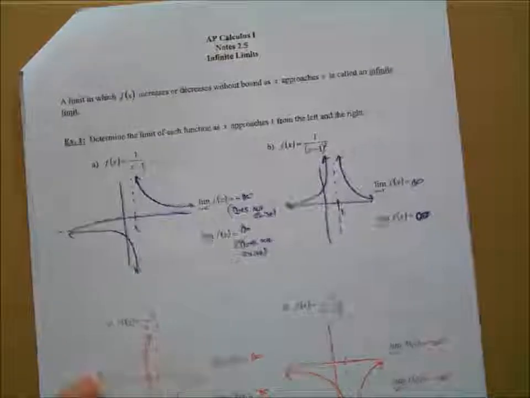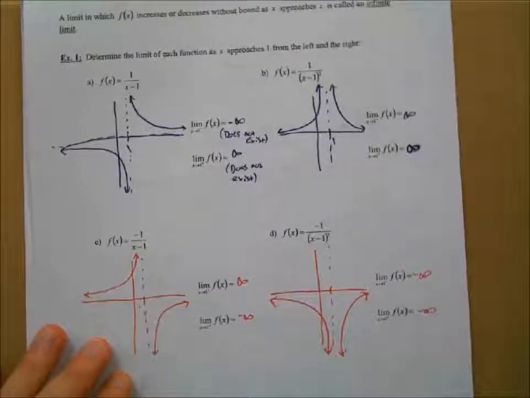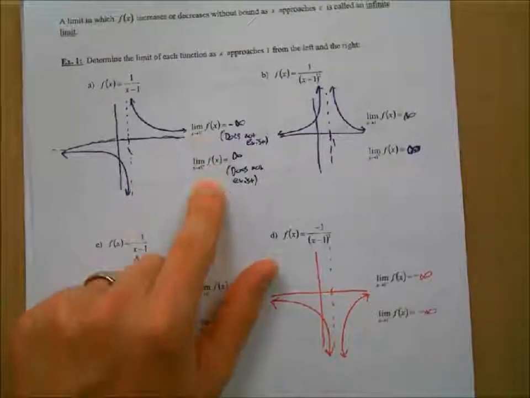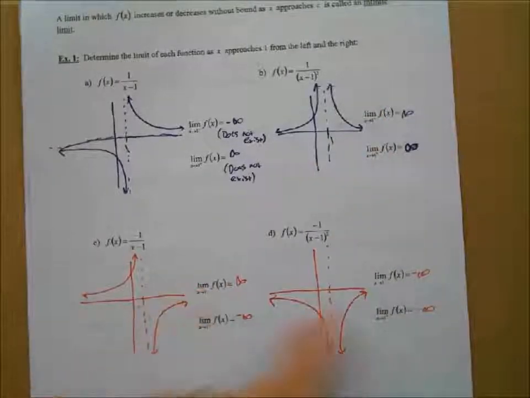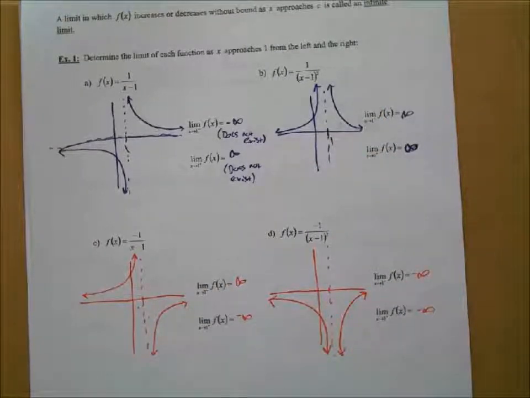Okay, so we look here at some examples. We sketched some of them, and then we approached from the left and right of 1 to evaluate those limits. You can look through there. I don't really think there's an explanation needed. You can just see visually what's going on with those infinite limits.